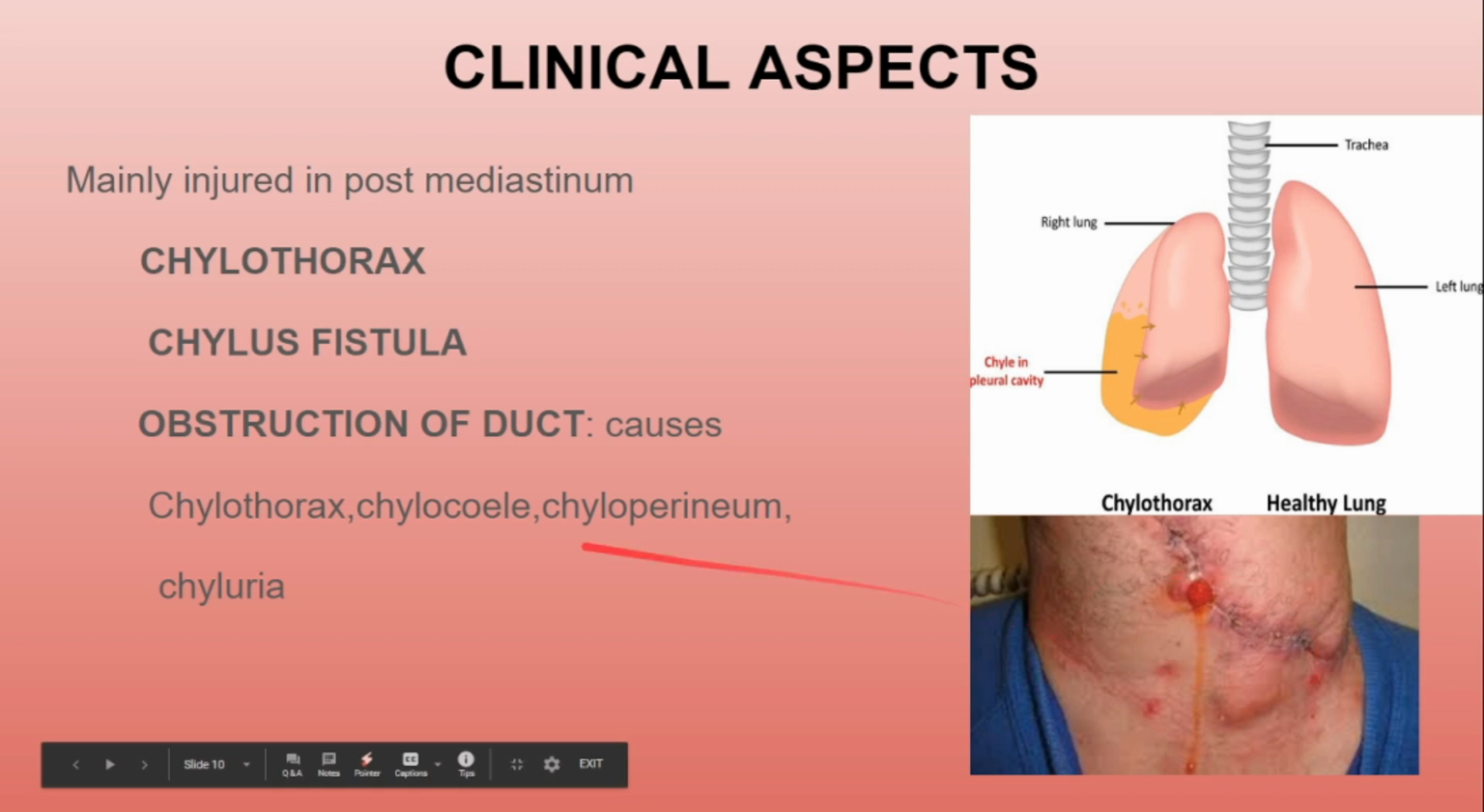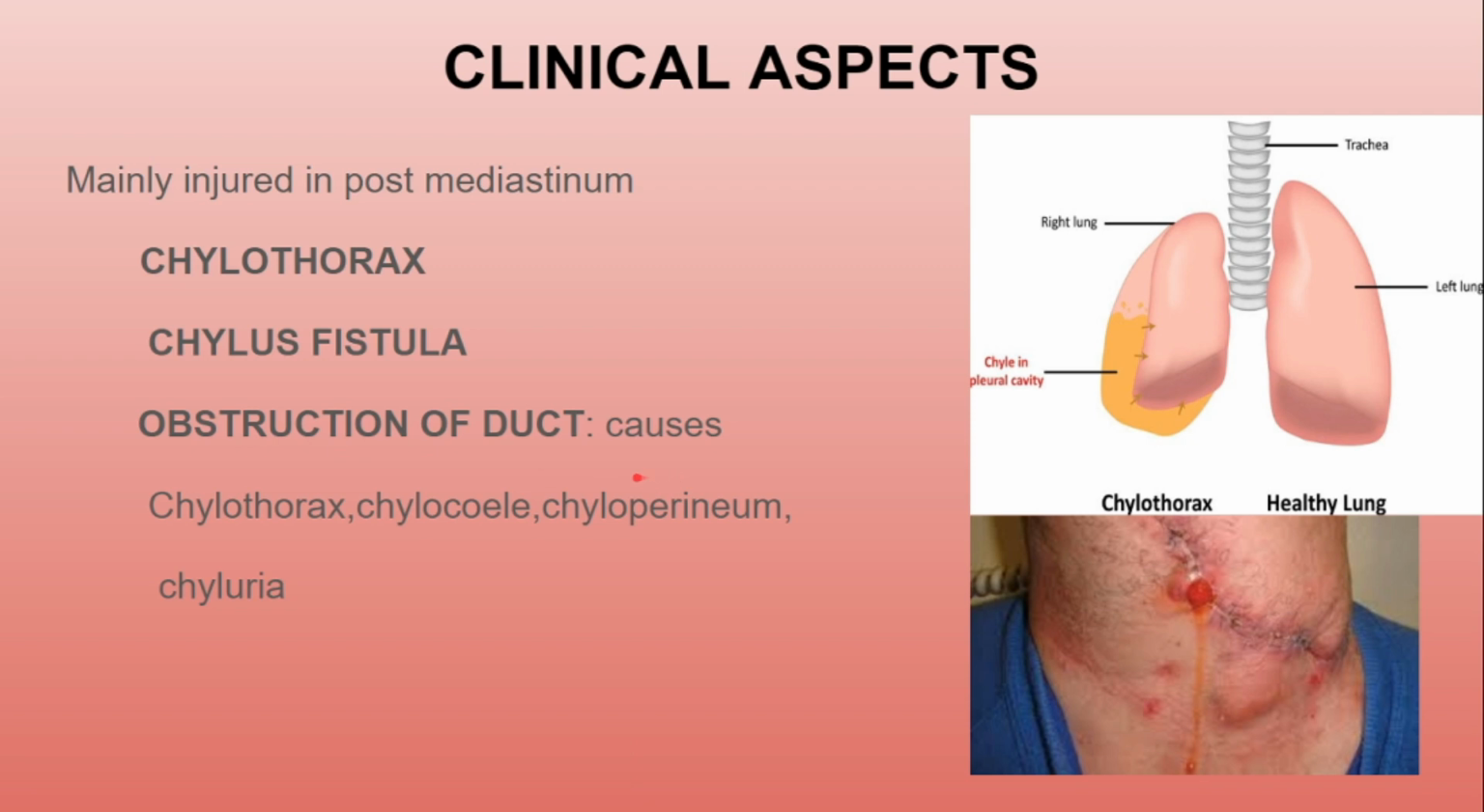Okay. Now the obstruction of the thoracic duct is mainly caused by filarial worm infection, Wuchereria bancrofti. The effects of it are chylothorax, chylocele, chyloperitoneum, and chyluria. So this was all about the thoracic duct of the thorax topic. Hope you understood it well.